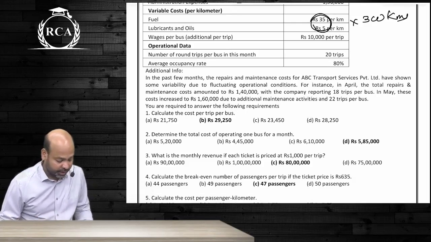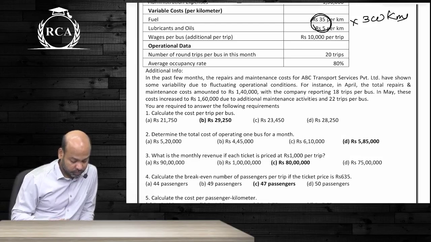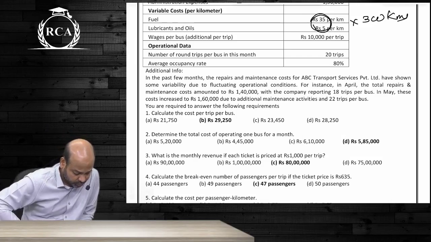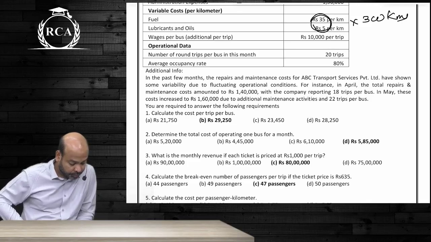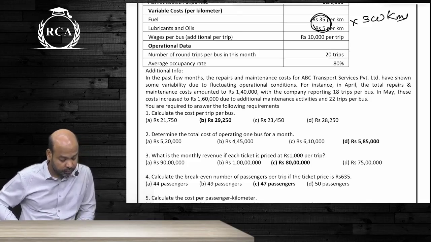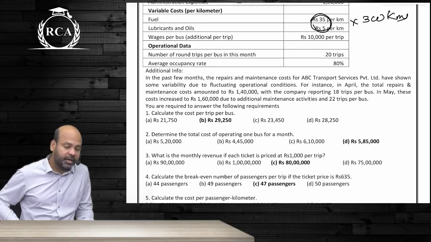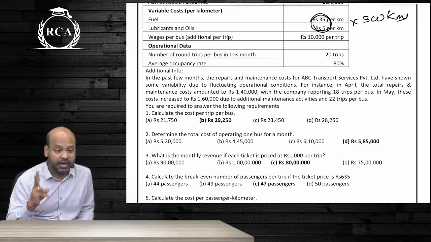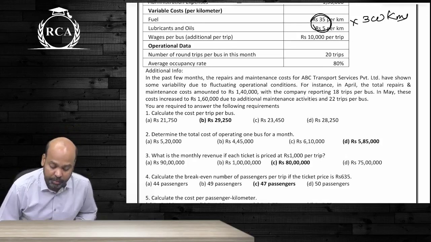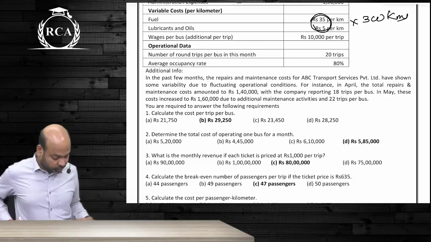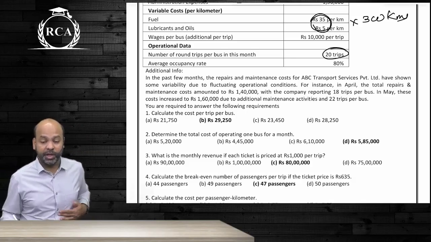Read that paragraph again. Why is that given? Tell me. Excellent answer: to segregate variable and fixed cost. Whenever costs at two different activity levels are given, it is to segregate total expenses into variable and fixed. Underline, that's the only important part of the question. For us, we will have to compute repairs and maintenance for 20 trips.